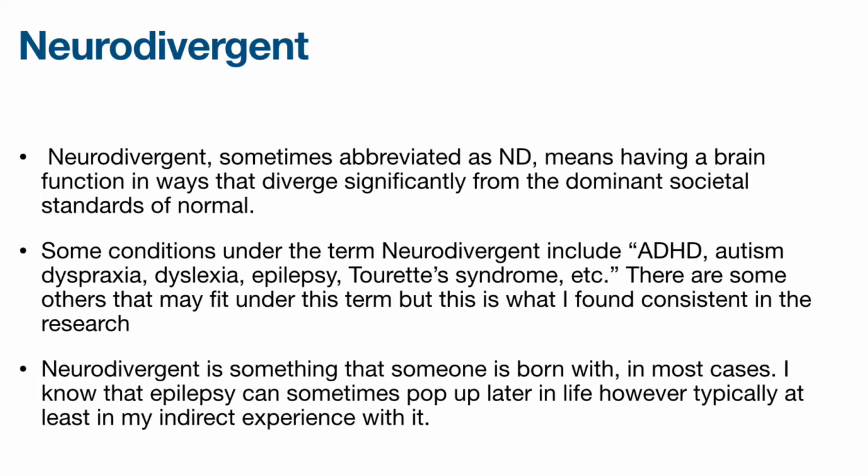Okay, so first we have neurodivergent, which is sometimes abbreviated as ND. It means having a brain function in ways that diverge significantly from the dominant societal standards of normal, or what we consider normal. Some conditions under the term neurodivergent include ADHD, autism, dyspraxia, dyslexia, epilepsy, Tourette's syndrome, and so much more. There are some others that may fit under this term, but this is what I found consistent in the research. Neurodivergent is something that someone is born with in most cases. I know that epilepsy can sometimes pop up later in life, however, typically, at least in my indirect experience with it, that's how it is.